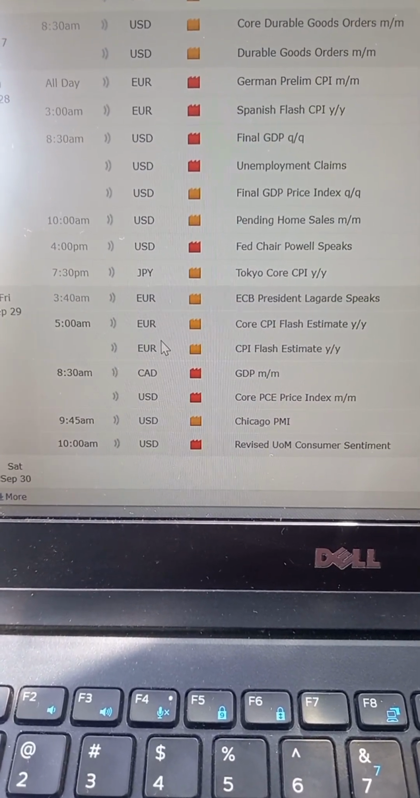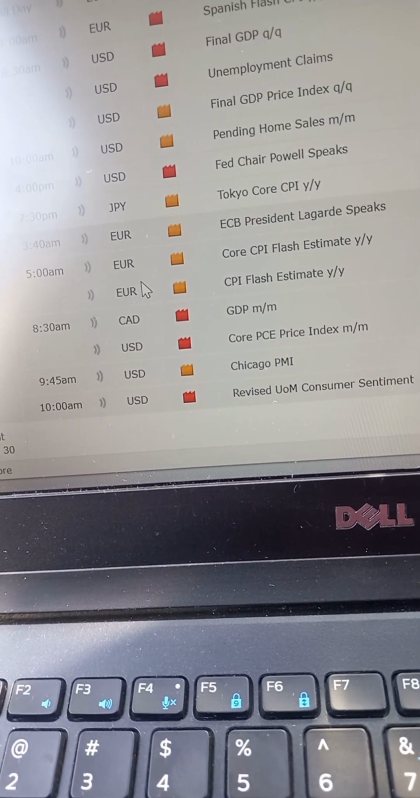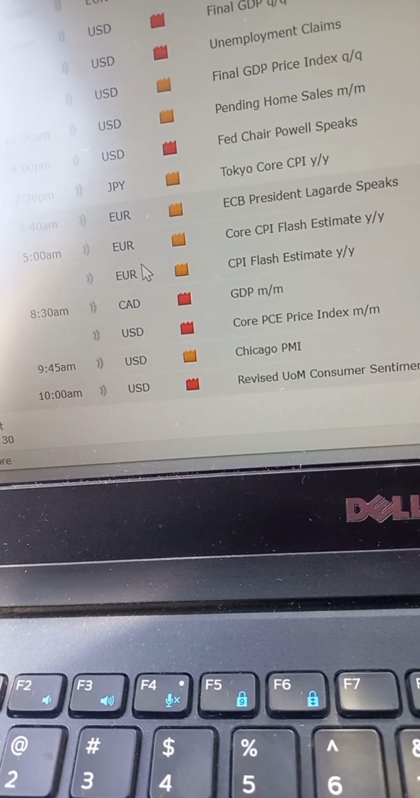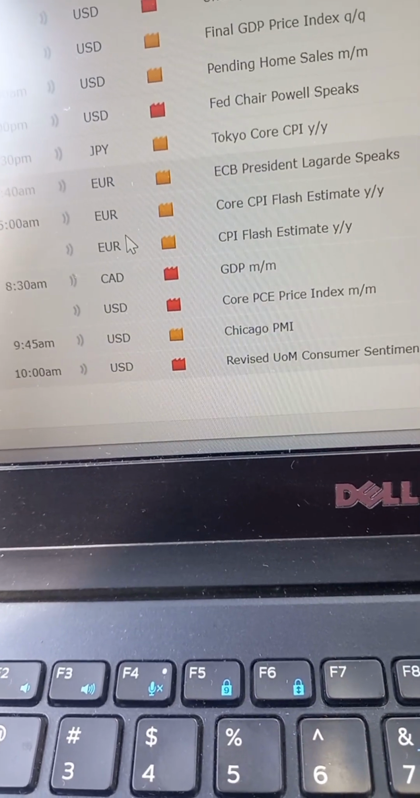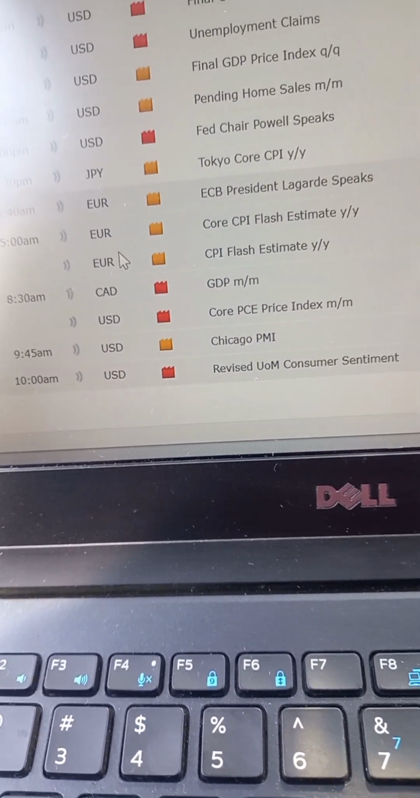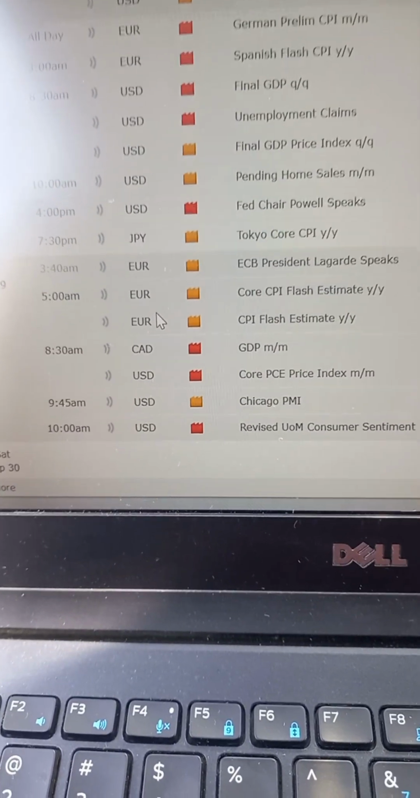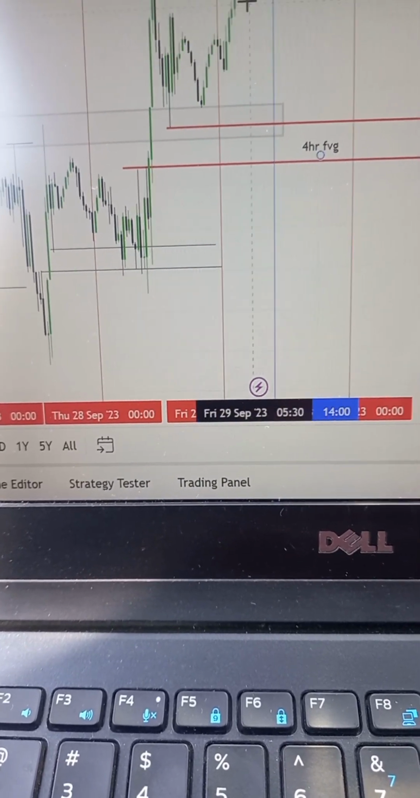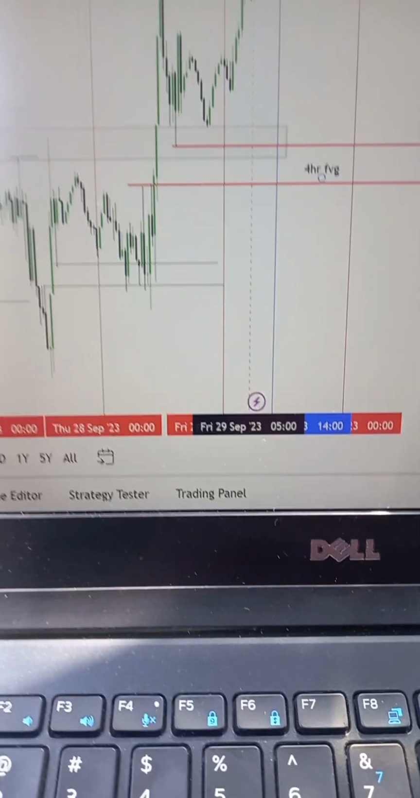We will be anticipating for it to react. It's high impact news for CAD GDP, high impact USD news, core PCE price index. At 9:45 we have medium impact Chicago PMI. At 10 a.m. we have USD high impact for revised UM consumer sentiment. So this means that today we might experience volatility, and I'll be ready waiting for the market to show us its hand. Today we must take our first trade on this account, okay?